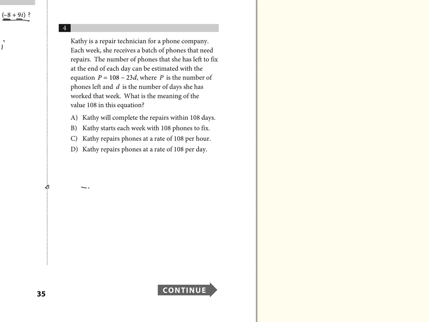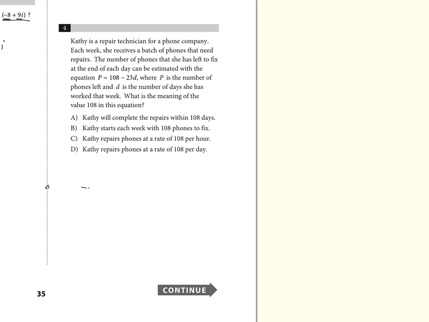Problem number 4 is a simple linear equation problem. It says that the number of phones to be repaired is equal to 108 minus 23D, where D is the number of days left. D is the number of days that Kathy has worked this week. So if she worked 1 day, then she would have repaired 23 phones.